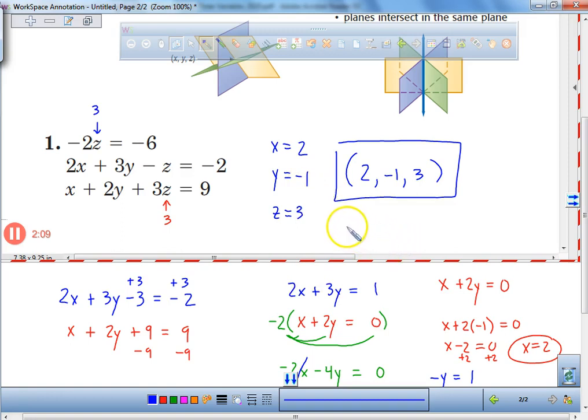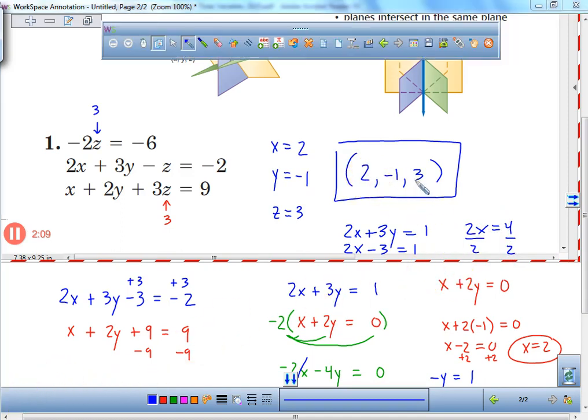Let's say you had used the blue one. Watch. I'm just going to use the blue one right now. 2x plus 3y equals 1. If I plug in a negative 1 right there, that becomes minus 3. If I add 3 to both sides, I get 2x equals 4. If I divide both sides by 2, I still get x equals 2.